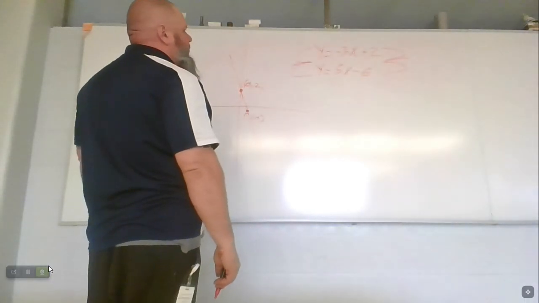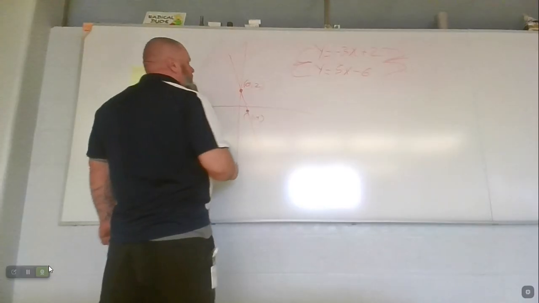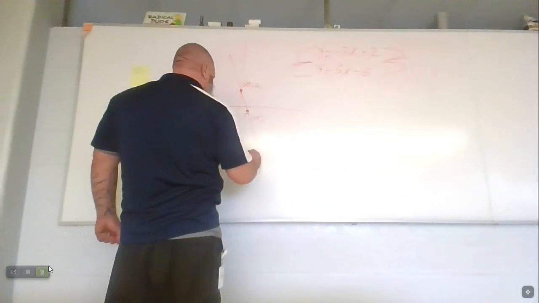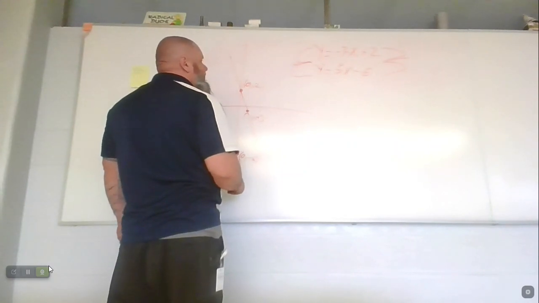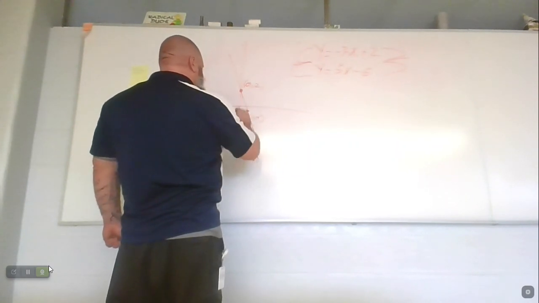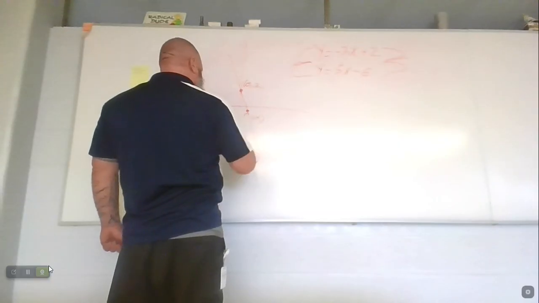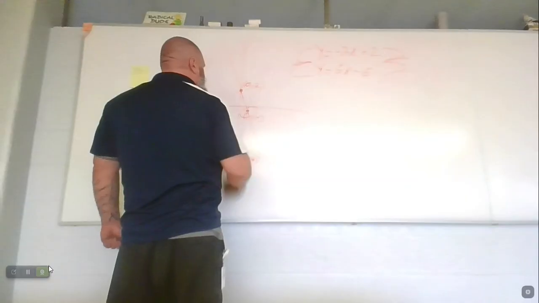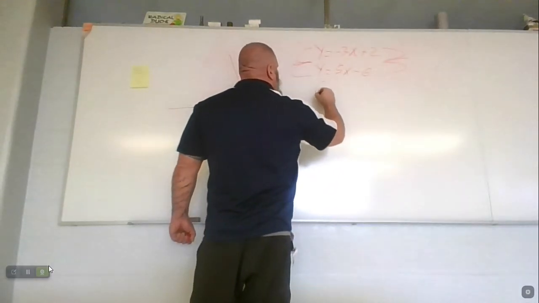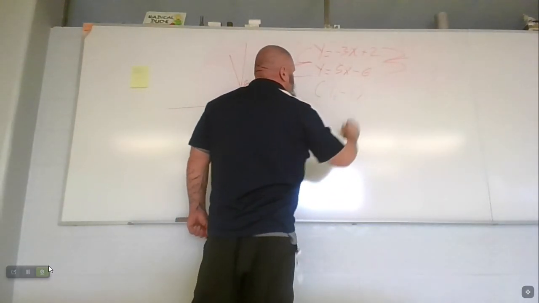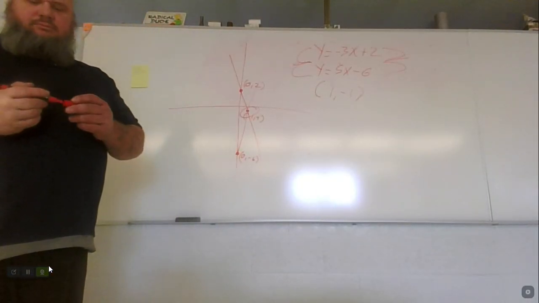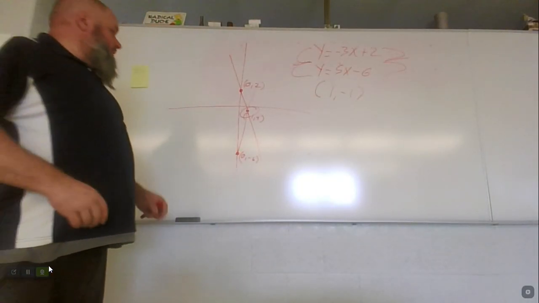Now let's look at the other one. We know the y-intercept is 0, -6, and the slope is +5. So we go up 5 over 1. Well, look at that. They both hit the point 1, -1. So 1, -1 is your solution. It's growing up. Too bad.